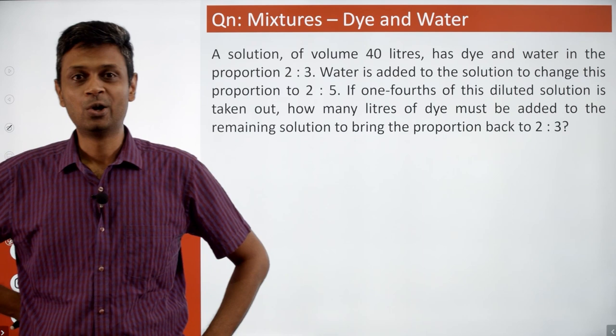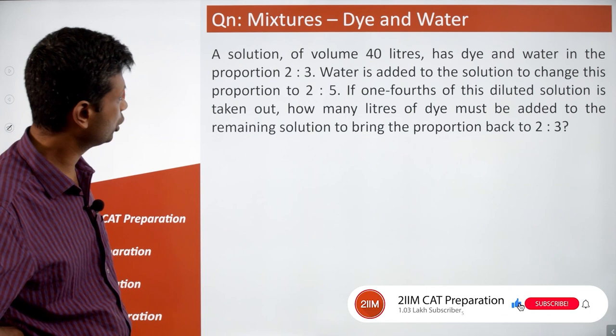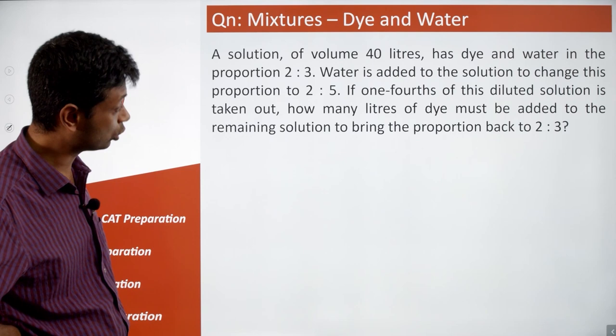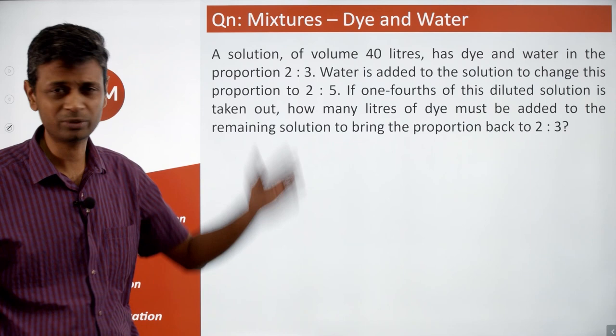Wonderful. Let's do this one. A solution of volume 40 liters has dye and water in the proportion 2 is to 3. Water is added to the solution to change this proportion to 2 is to 5. If 1/4 of this diluted solution is taken out, how many liters of dye must be added to the remaining solution to bring the proportion back to 2 is to 3? It looks like there's lots of data here, but it's a sitter. It's a proper sitter. And let's go step by step.